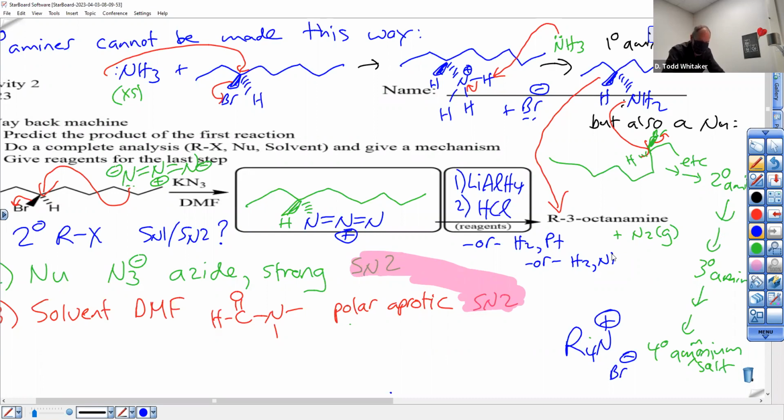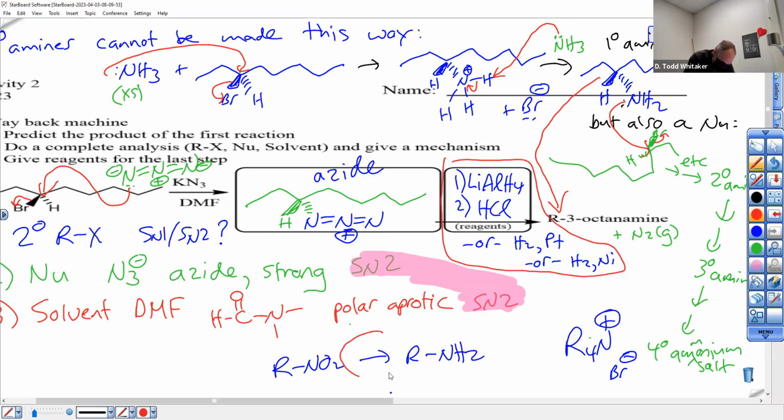Reduction of azide, which is this one, and reduction of nitro, which is all over the textbook and videos. It's a very important reaction. RNO2 goes to RNH2 is just as important, maybe a little more. And the same methods here will work.